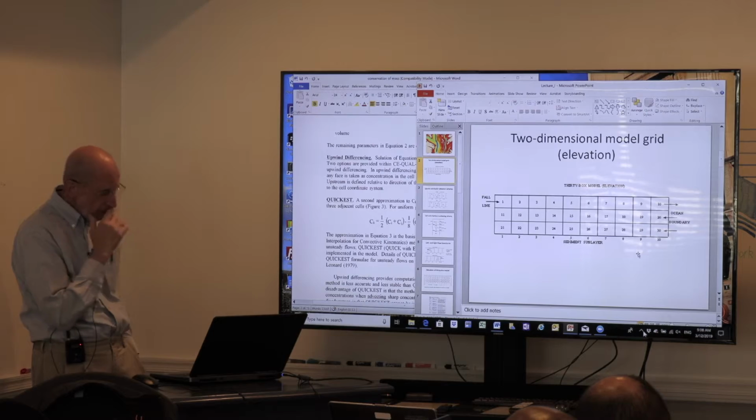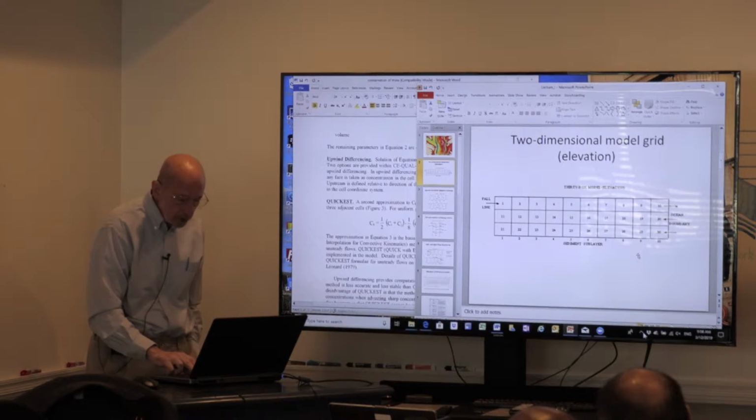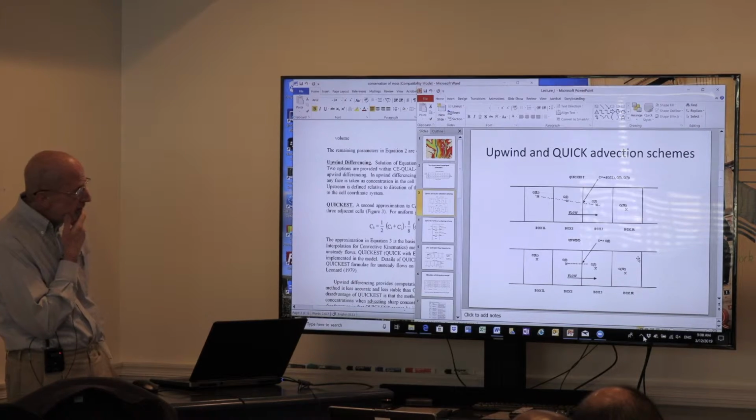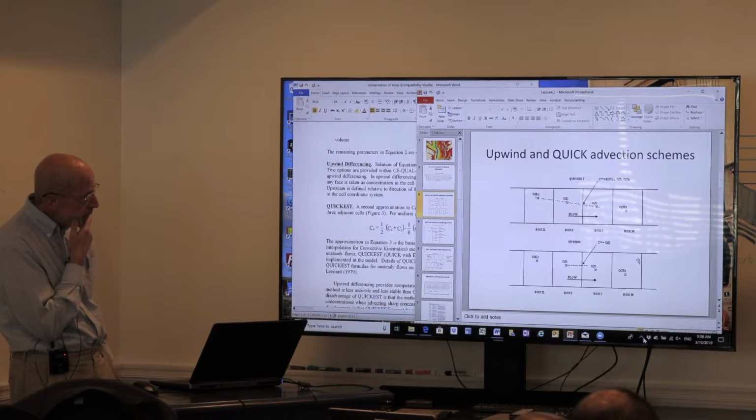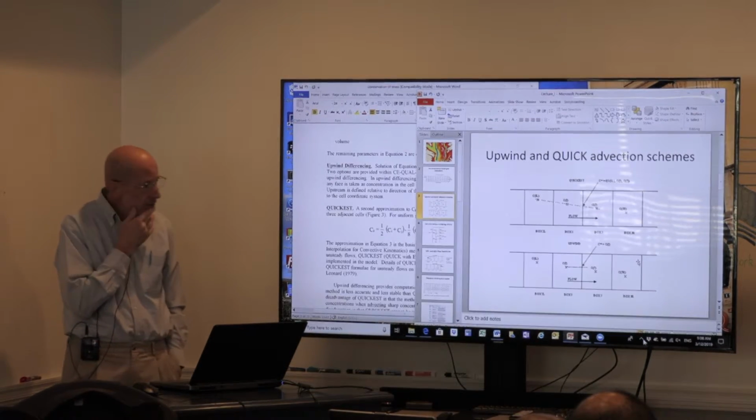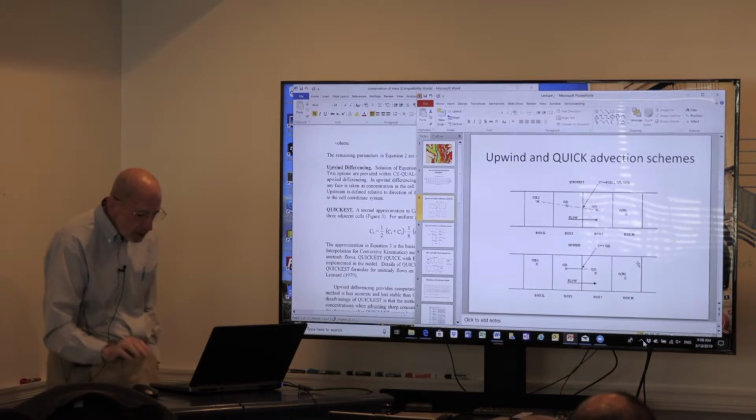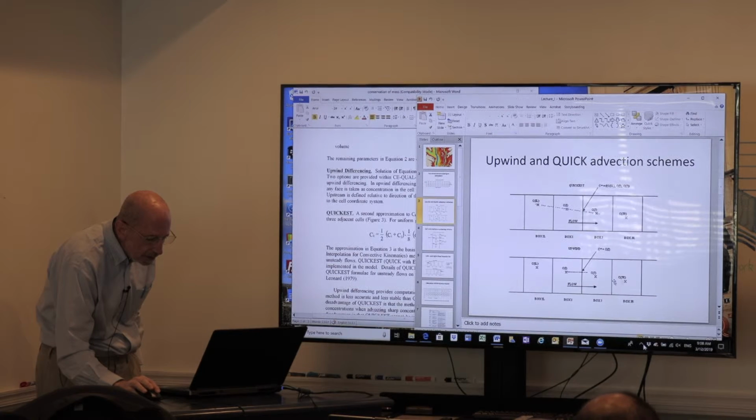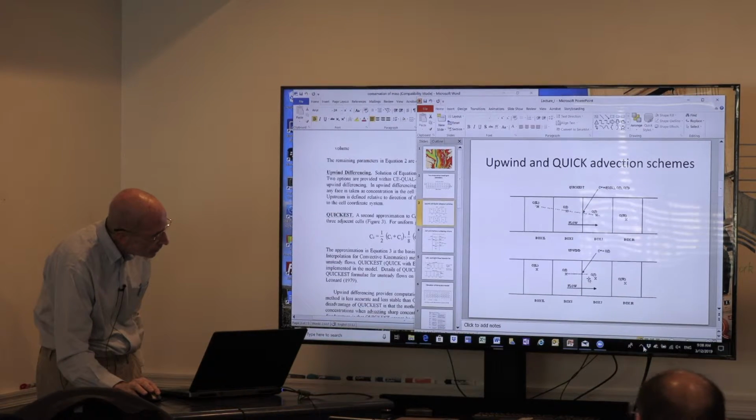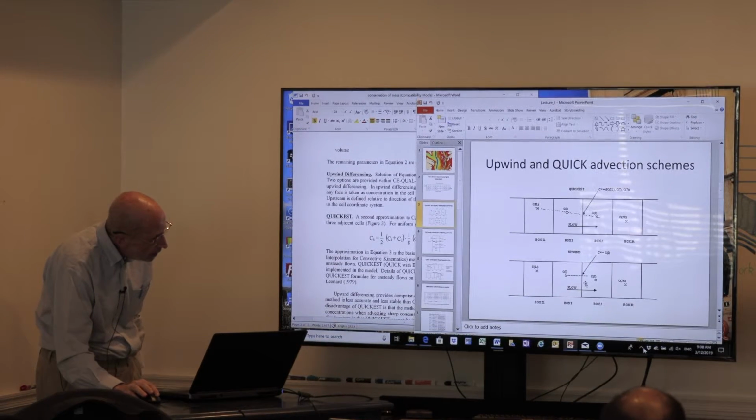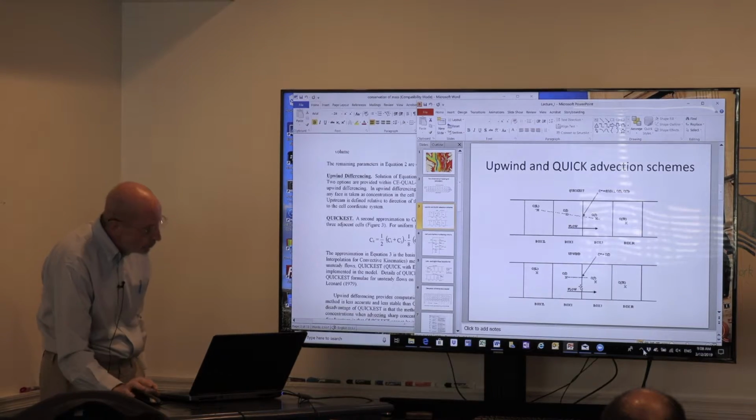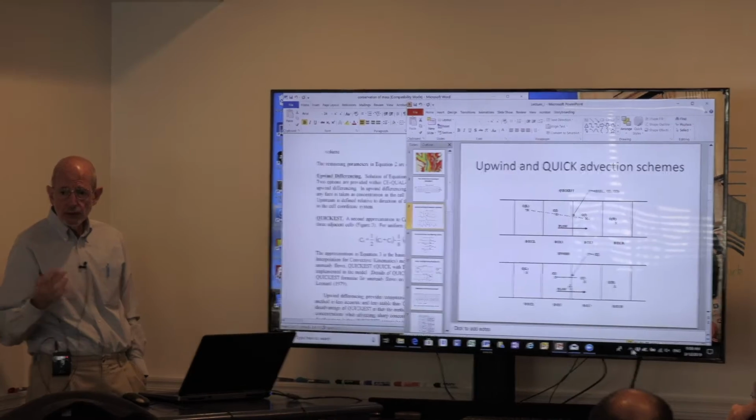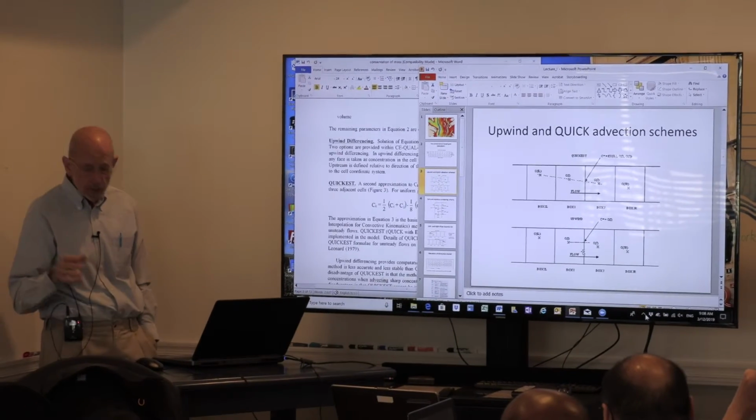But that's what your 30 box model will look like. And okay, so now let's look at the upwind and the quick schemes. As I said, for any box, for any face, this is a face right here. What we want is the concentration of material that flows across that face.